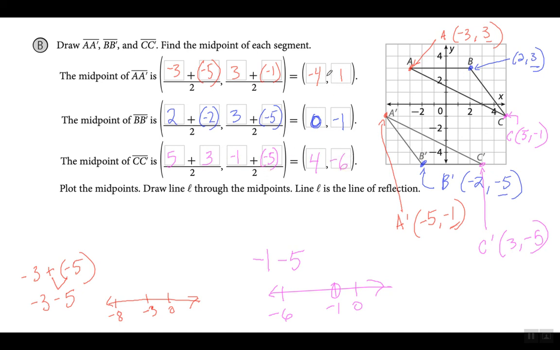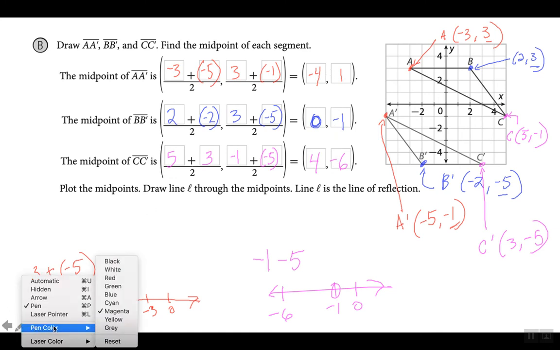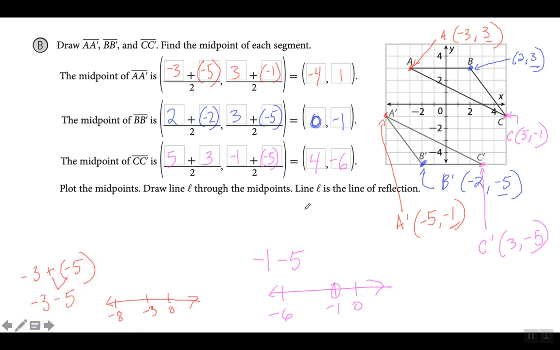Now let me plot these three midpoints. Hopefully I did not make a mistake here. Let's see, what color should I use? Some of these colors you don't see too well, that's why I've got to think about it. Let's just use black. The midpoint of A prime is at negative 4, positive 1. That looks about right. The midpoint of B prime is at 0, negative 1. And the midpoint of C prime is 4, negative 6.